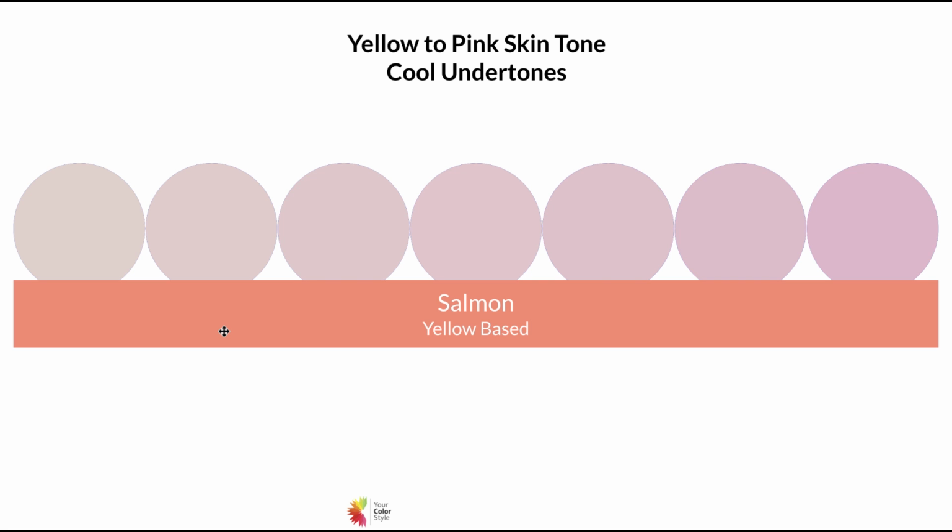This is how you can tell sometimes, even when you're draping your own self with clothes, that yellow-based colors are going to look best on someone with warm undertones and blue-based colors are going to look best on cool undertones.